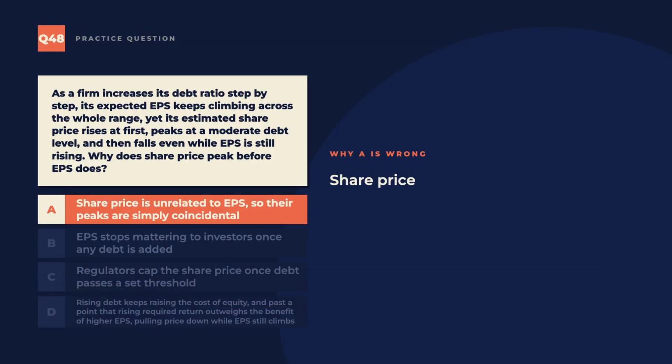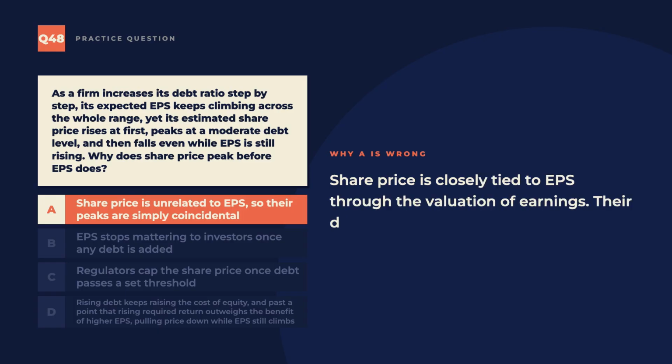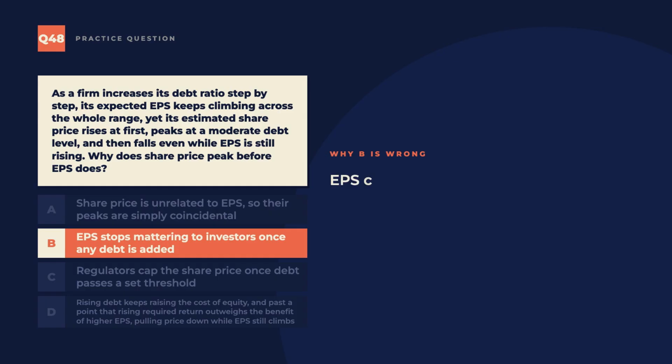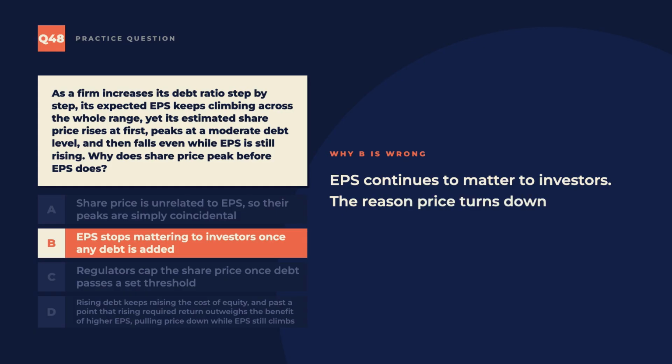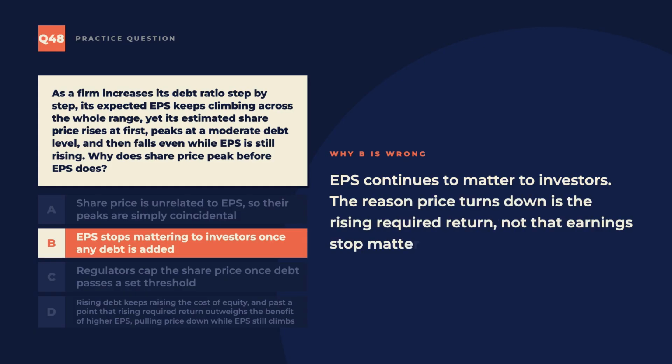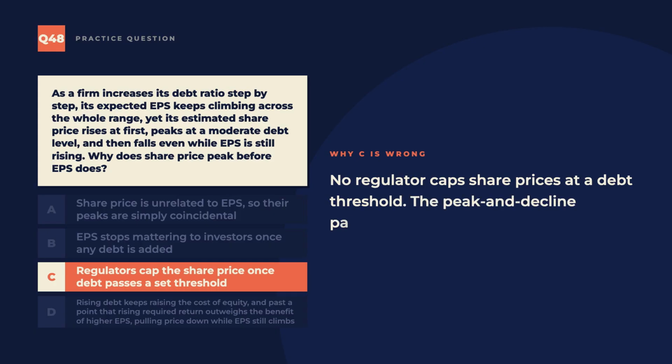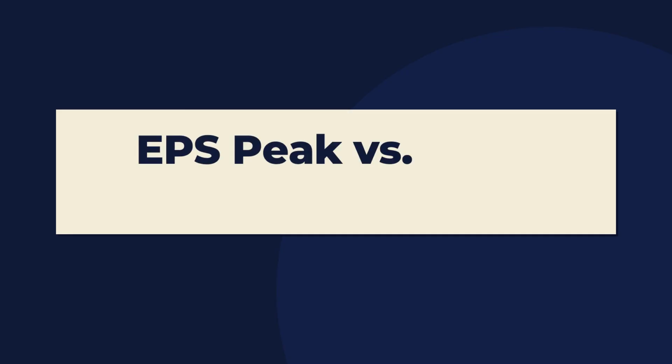A is wrong because share price is closely tied to EPS through the valuation of earnings. Their different peaks are not coincidental, they reflect the rising cost of equity. B is wrong because EPS continues to matter to investors. The reason price turns down is the rising required return, not that earnings stop mattering. C is wrong because no regulator caps share prices at a debt threshold. The peak and decline pattern comes from the rising cost of equity, not from regulation.